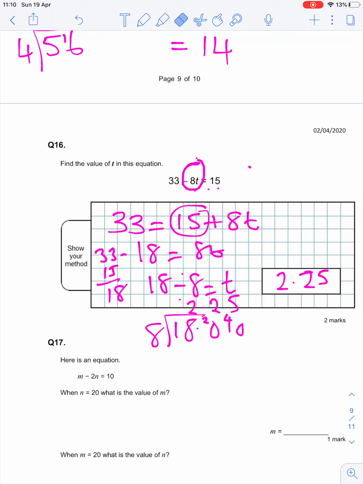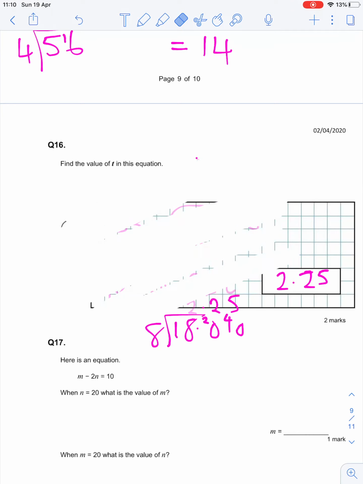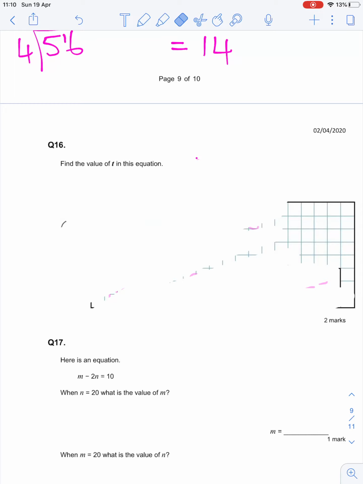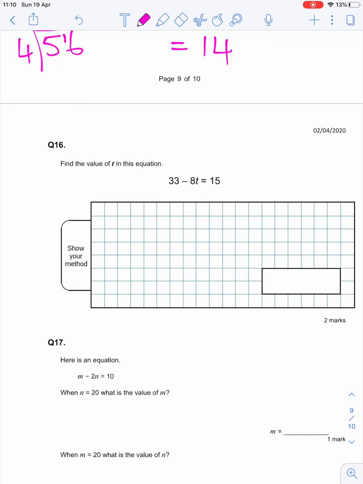2.25. I'm just going to go over that one again to explain why we did it like that. I don't think I explained it very well. Let's have another go. So 33 take away 8t equals 15. Now normally I'd be telling you to get rid of this. But if I take 33 away from this side, it's going to be very difficult, because I haven't got 33 on that side, so I'm going to be into my negative numbers, and that'll make it quite tricky. So that's why instead I decided to change it around a bit, and I'm going to add that to both sides.